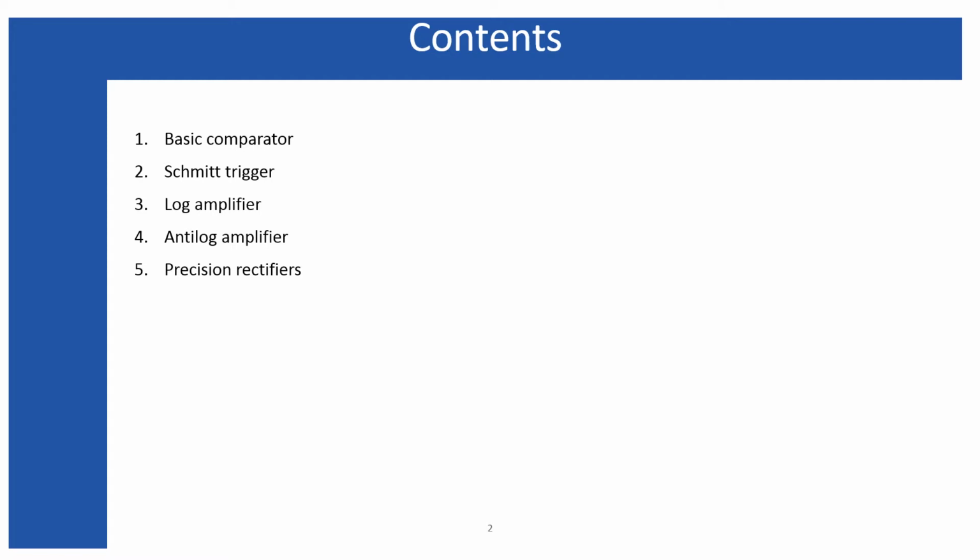Followed by log amplifier, anti-log amplifier. In these two types of amplifiers, the output voltage becomes a function of the natural logarithm of the input voltage. That is why a log amplifier is called a log amplifier, because it produces an output voltage in terms of the natural logarithm of the input voltage. Anti-log amplifier, on the other hand, is just the reverse one. That means the output voltage becomes the exponential function of the input voltage. So that is why it is called an anti-log amplifier.